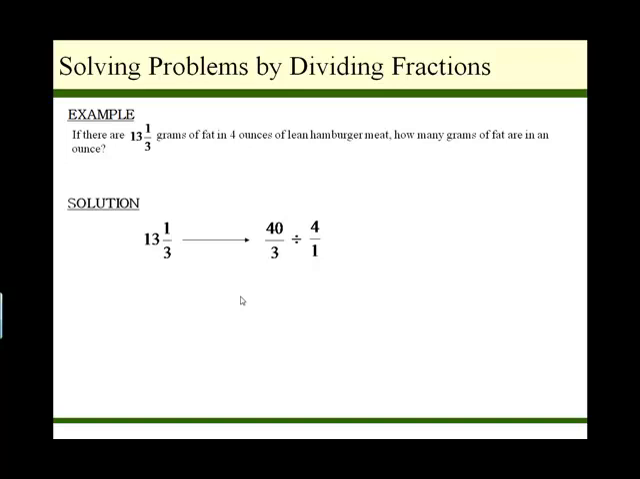Now we want to change this division problem into a multiplication problem by multiplying by the reciprocal of 4 over 1. So we get 40 over 3 times 1 over 4. Multiplying across, we get 40 over 12, and that reduces by 4, 10 over 3, which can be rewritten in a mixed number form, 3 and 1/3.